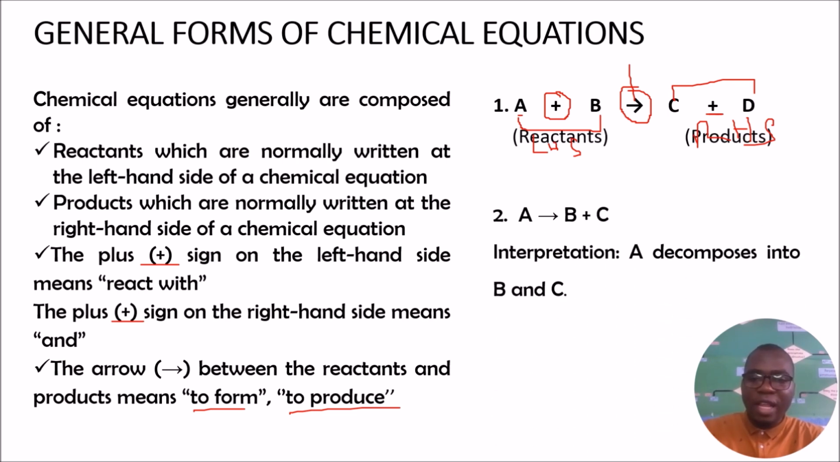We also have another form of an equation. Another form of an equation is known as a decomposition, where we have one reactant separating into two or more products. So where we have one thing, it is going to go through a certain process that is going to enable it to produce two things. In this instance, we have A that is able to produce B and C. So this one can be read as A decomposes into B and C. This first one here can be read as A reacts with B to produce C and D.